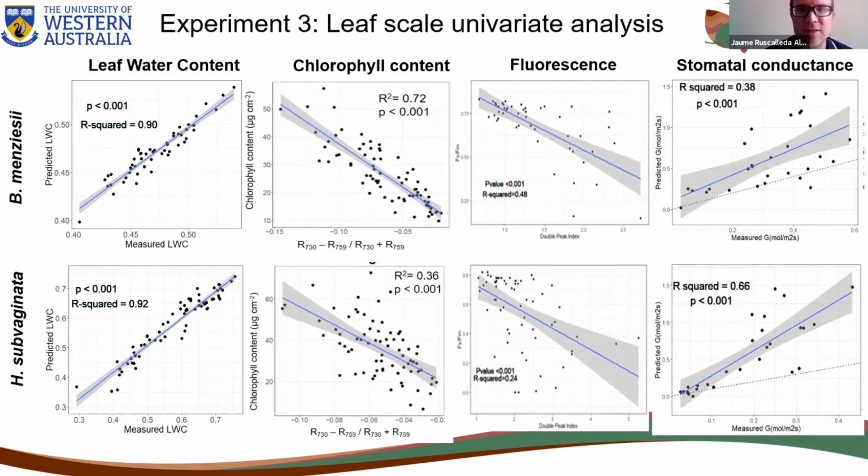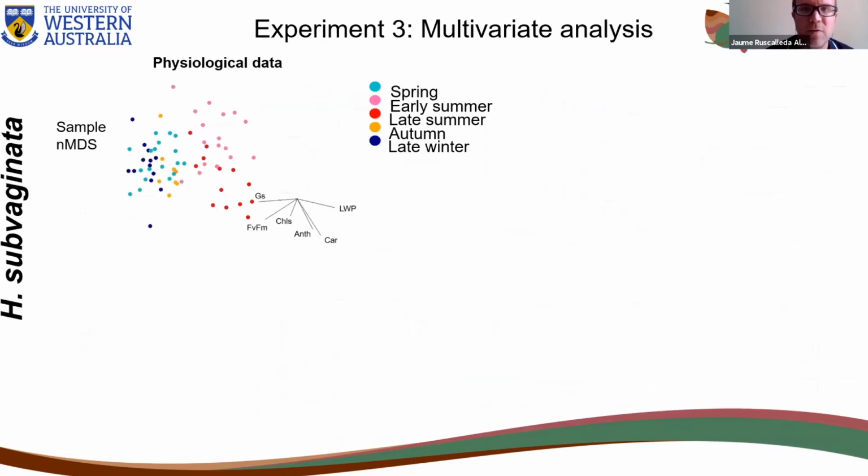So we have these reasonably good univariate relationships, although very variable. So our next question is, can we actually combine them and track seasonal change? That's all done through multivariate statistics. The first thing we did was we used the physiological data set to sort and group the samples by seasons. They're shown in different colors. And when we use the physiological data, we can see that samples from the same season group together. There is some overlap, but we are able to separate them reasonably well.